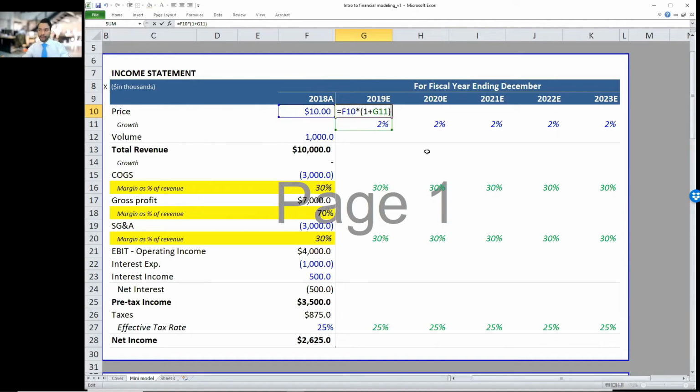Why do we do it this way and not type 0.02 inside the formula? The reason why we do it that way is because it helps us make the model more dynamic. It allows us to drive our assumptions outside of the cell. And it's just easier to audit your model. Let me show you an example of what I actually mean.